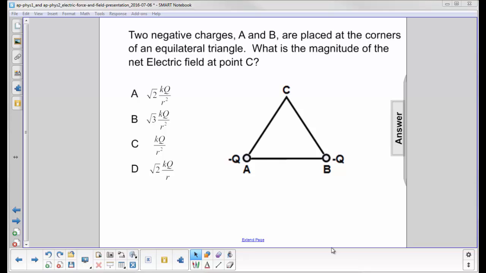Two negative charges, A and B, are placed at the corners of an equilateral triangle. What is the magnitude of the net electric field at point C? We've actually already worked this problem, and I encourage you to go back into the presentation and see it, but there was one wrinkle. We had positive charges. So what's going to change?